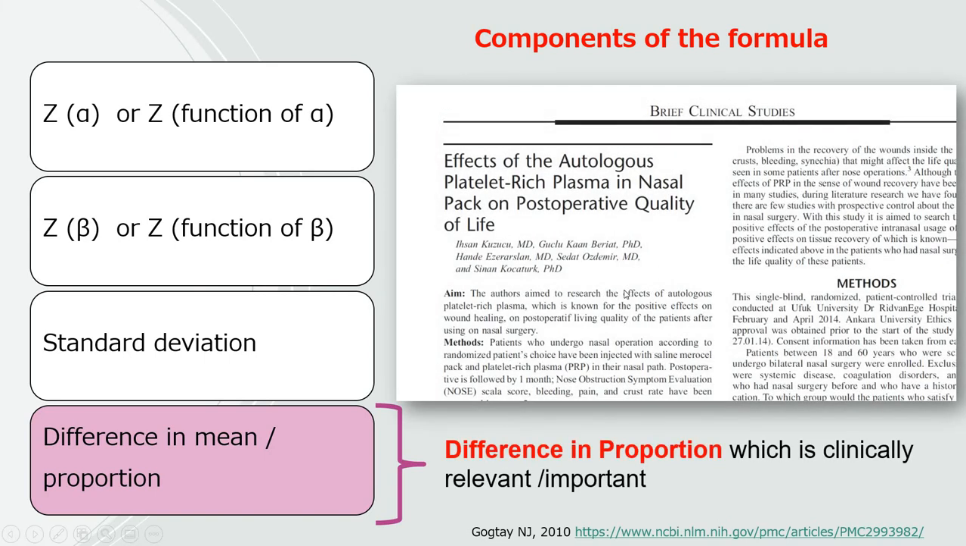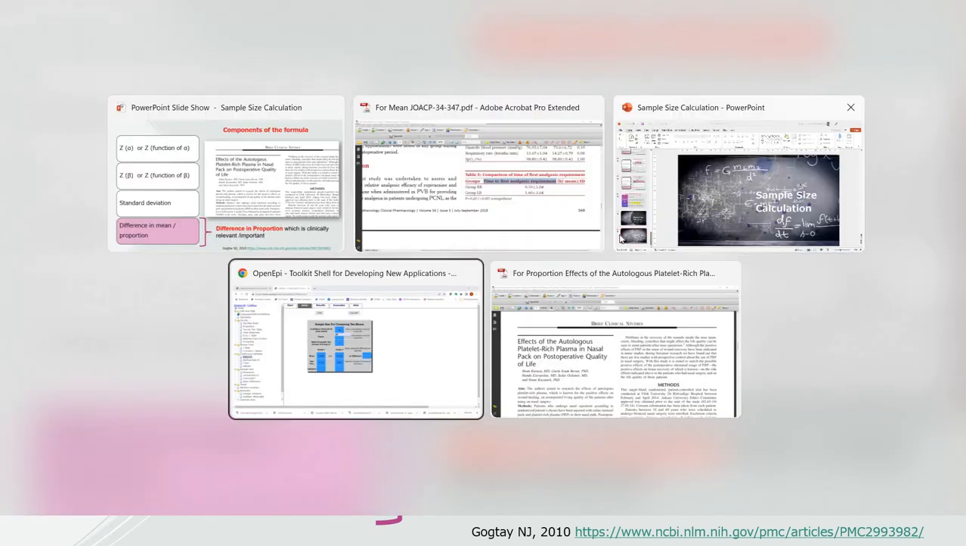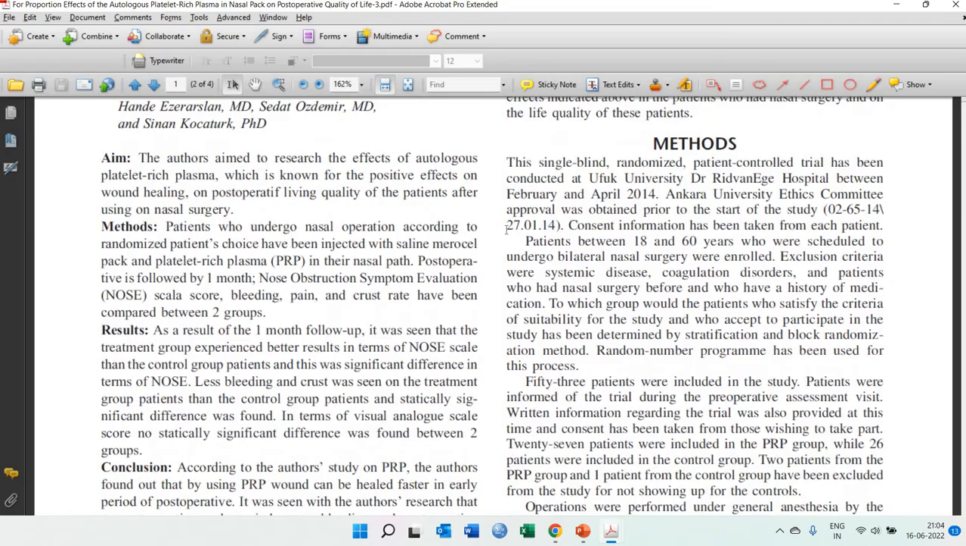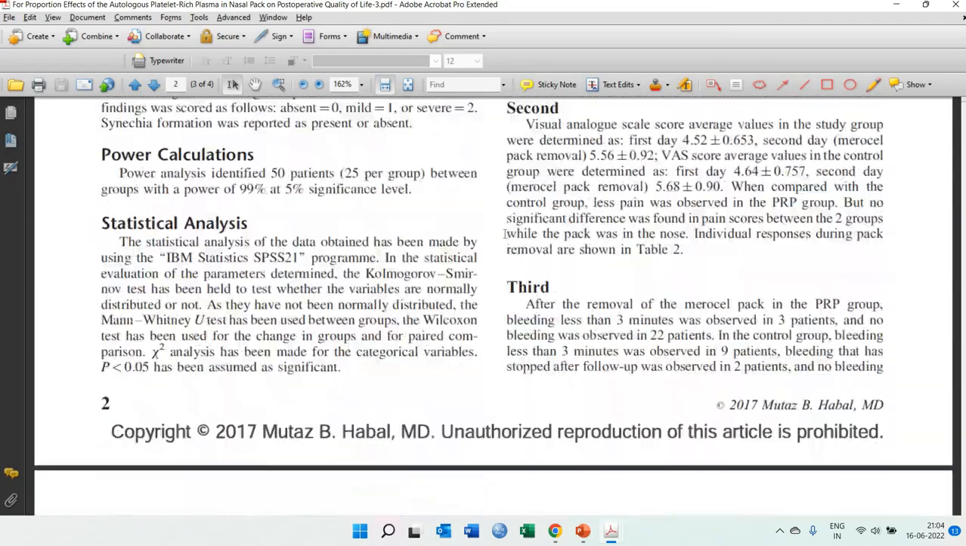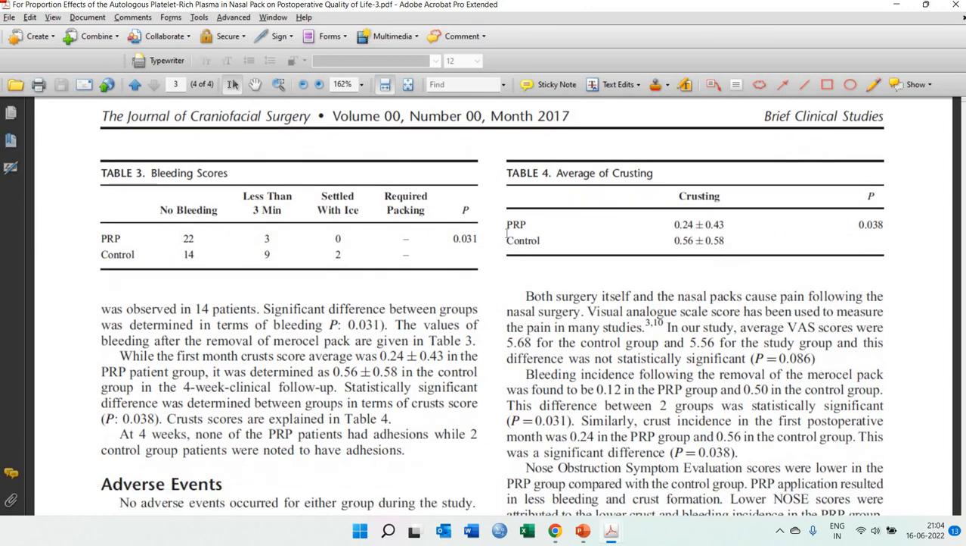Let's have a look at another example. In this case, we'll look at some proportions. So here we have an article in which platelet-rich plasma is used for post-operative quality of life. Now, when you look at the post-operative quality of life, there are multiple variables. When we had discussed with the investigators, they told us that the presence of bleeding itself is a poor quality of life. So what exactly are we looking at?